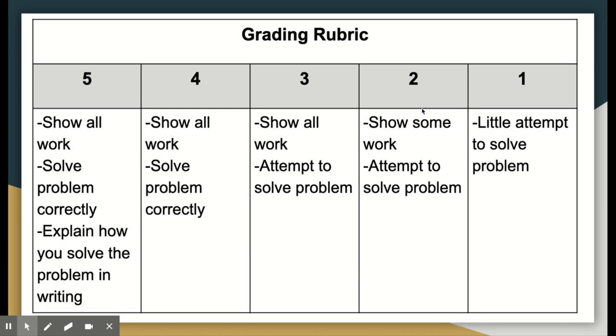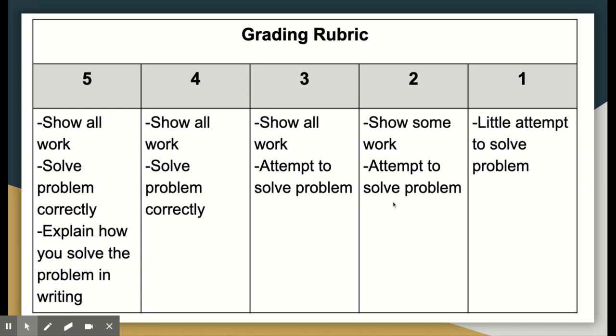Here's the grading rubric. We have a 5-point scale. A student will get a 1 if they do little attempt to solve the problem. So maybe they just write the answer. A student will receive a 2 if they show some work and attempt to solve the problem. So maybe they write out the formula and just write the answer without showing the steps as I do in the example video.